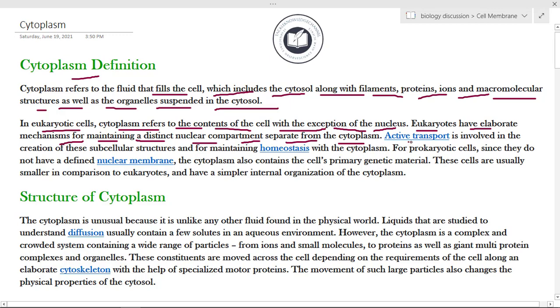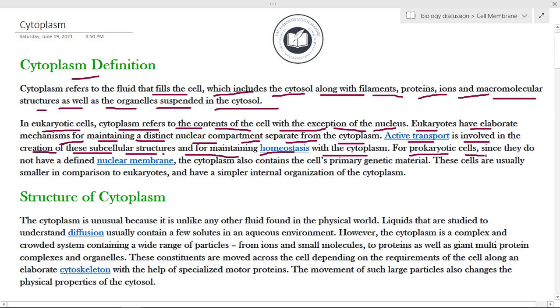Active transport is involved in the creation of these subcellular structures and for maintaining homeostasis with the cytoplasm.